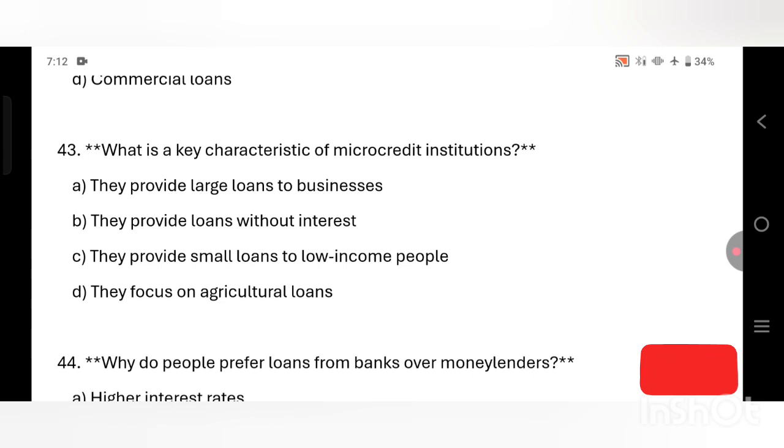Question number 43. What are the key characteristics of a microcredit institution? Option A, they provide large loans to businesses. Option B, they provide loans without interest. Option C, they provide small loans to low income people. Option D, they focus on agricultural loans. The correct answer is C. They provide small loans to low income people.